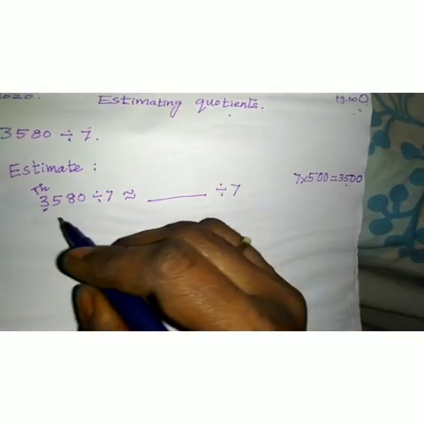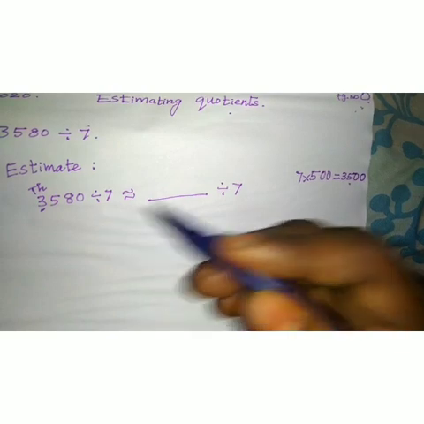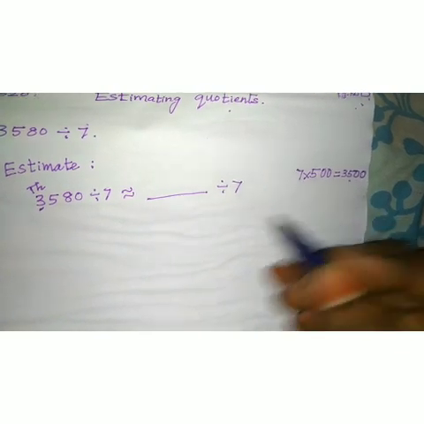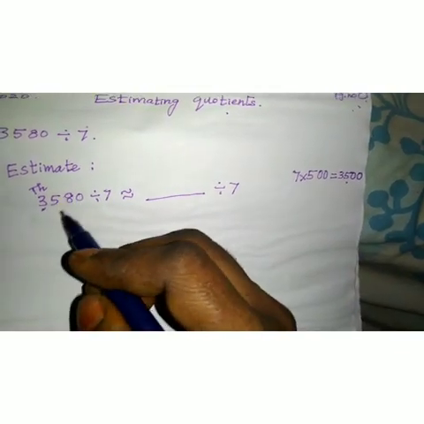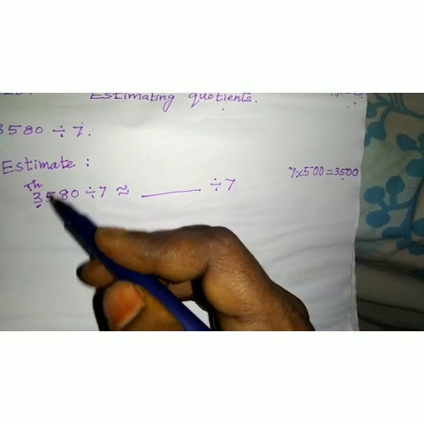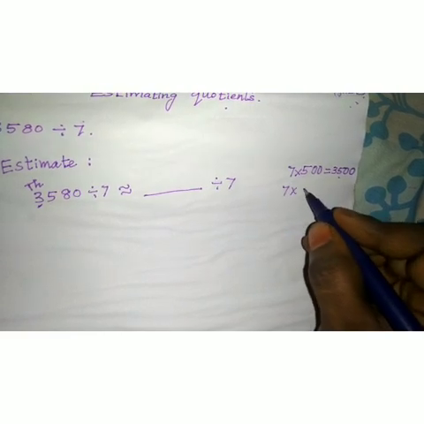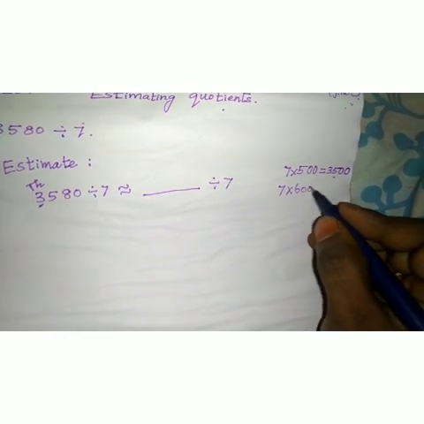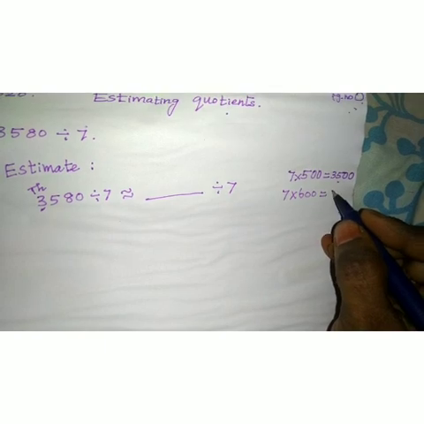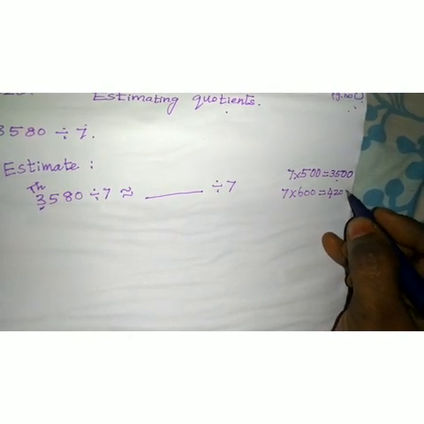Then you have 3580. Here 3500. We found the previous value of 3580. We have to find the after value also. So 7 into 600 is equal to 4200.